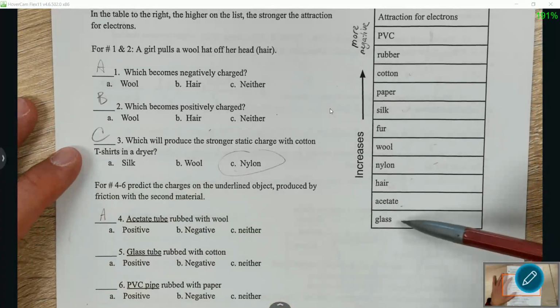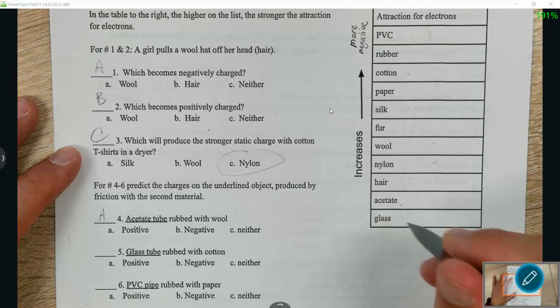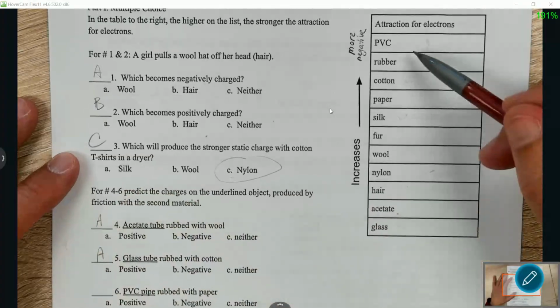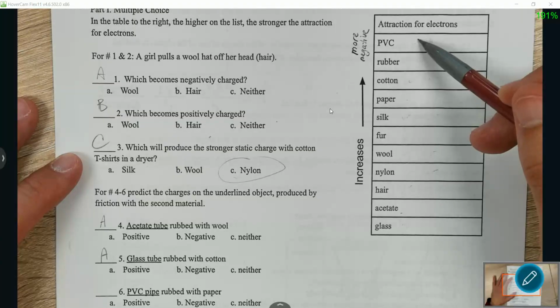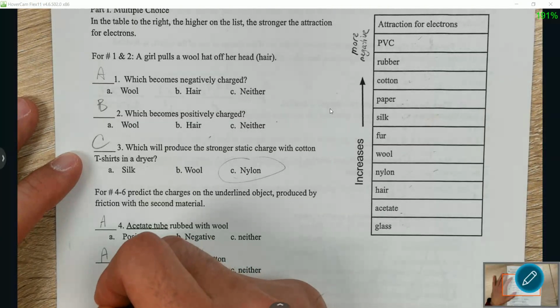Glass with cotton. Glass is way down at the bottom. Cotton's up here, so glass is going to be positive. It's much weaker. PVC versus paper. PVC is higher up on the list. It's stronger. It's going to take the electrons from paper, and if it takes the electrons, it's going to become negative.